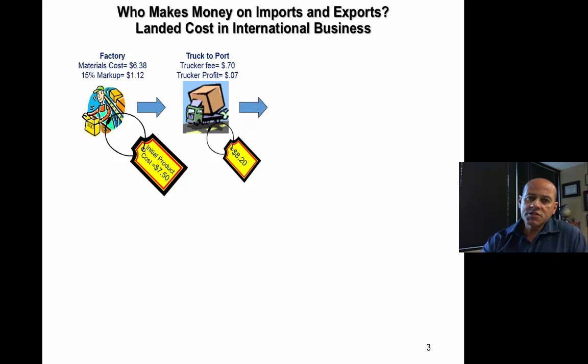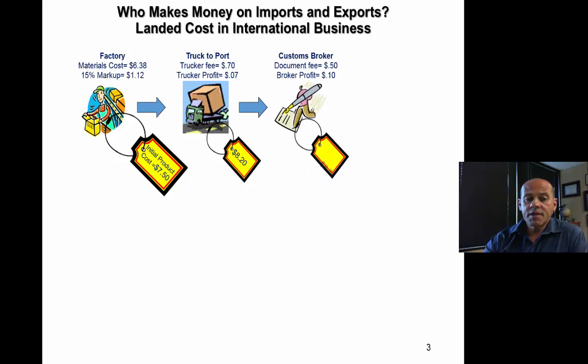Now the goods are being trucked to the port, and prior to them going to the port to export out, we're going to have certain broker-related costs associated with customs formalities and export fees. These customs formalities, charged by a freight forwarder or customs broker, we've assigned at 50 cents per unit with a profit of 10 cents. So now our item goes up to $8.70.